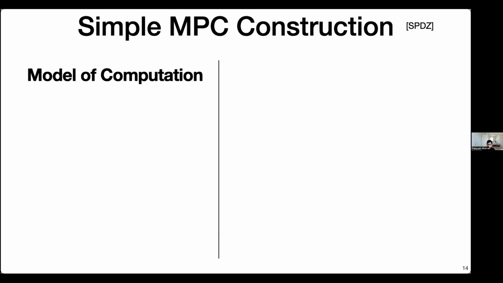In this MPC protocol, the first thing you have to do is express the function or computation that you want to do as a circuit, just like in SNARKs. It's an arithmetic circuit over some finite field, like Z mod p for some prime p.